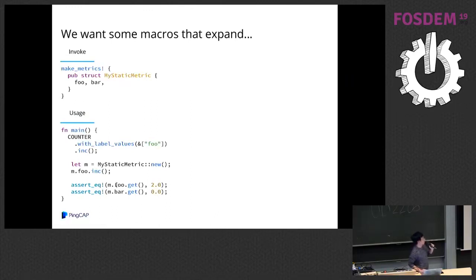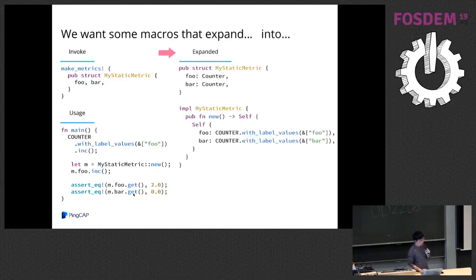And also we can just get a metric or call some other functions. So the implementation is pretty simple. I can just create a struct called MyStaticMetric, and then it has two counters. When you new the struct, you can just cache the metric using counter with label values, just like what we did before. So this is the code we write, and this is what we expect. So our macro should expand the code on the left to the code on the right.